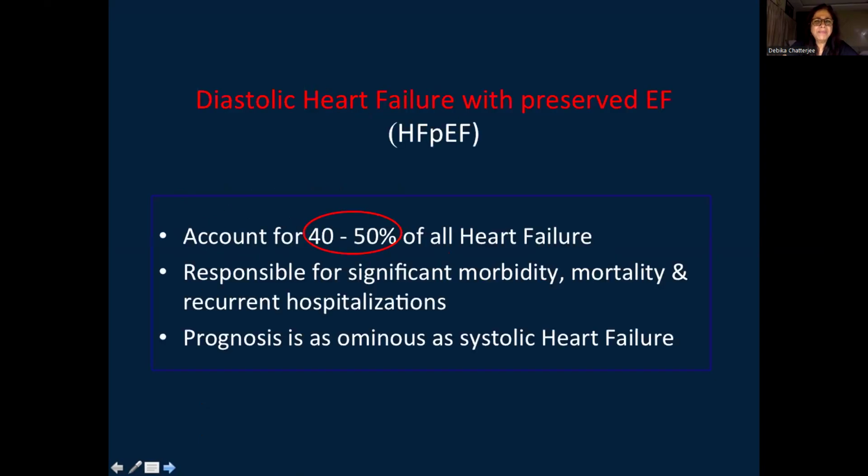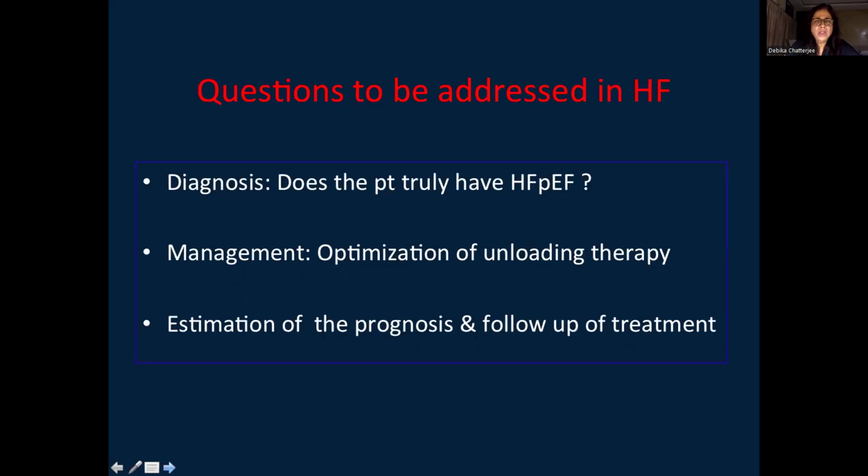So what it is, my patient is a case of heart failure with preserved ejection fraction, which accounts for around 40 to 50% of all heart failure, responsible for significant morbidity, mortality, recurrent hospitalization, and prognosis is as bad as systolic heart failure. So we have to know this assessment of diastolic function to diagnose this type of cases. Whenever a patient comes with heart failure, we need to answer a few questions.